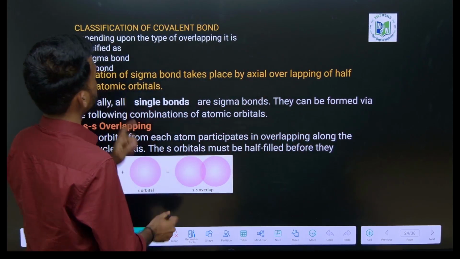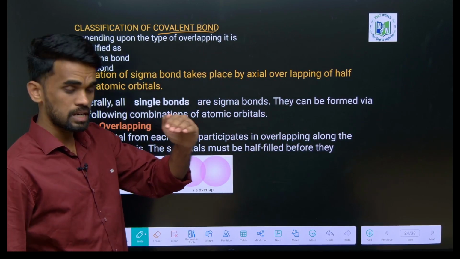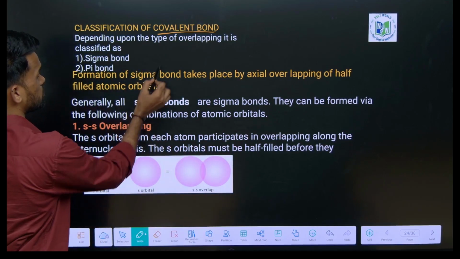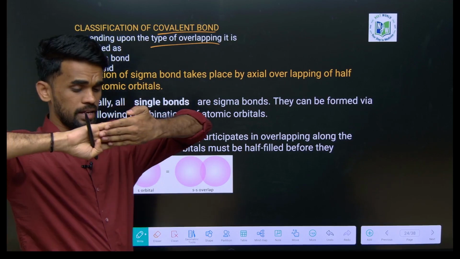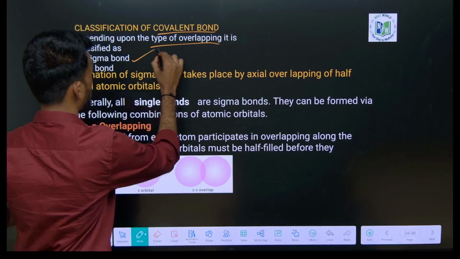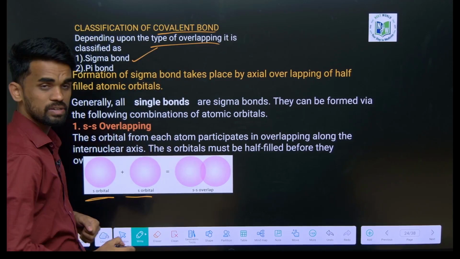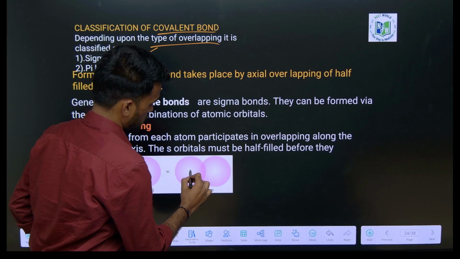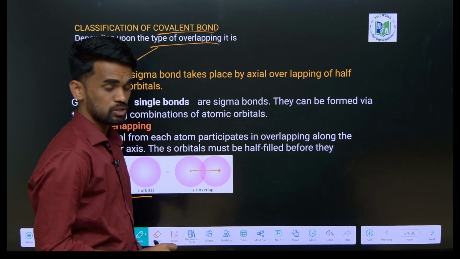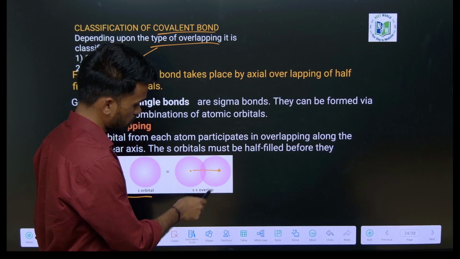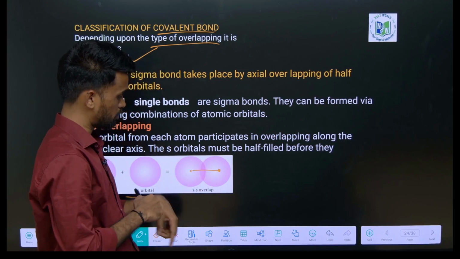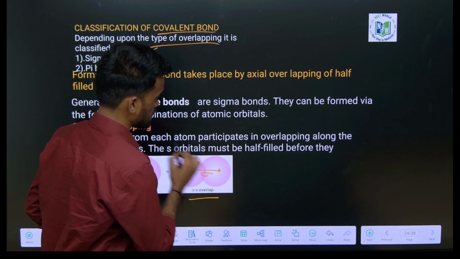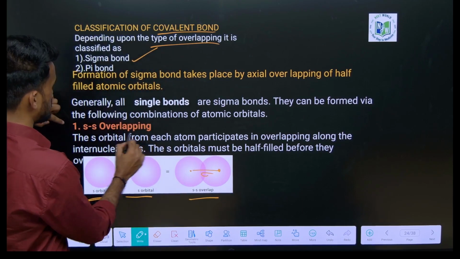The next topic is the classification of covalent bonds. These covalent bonds are classified based on the type of overlapping. If the overlapping is along the axis, that results in a sigma bond. See here, two s orbitals which are spherical in shape are overlapping. If this is the nucleus, and this is the distance between the two nuclei of the atoms, this partial interpenetration results in SS overlapping, which is also considered a sigma bond.